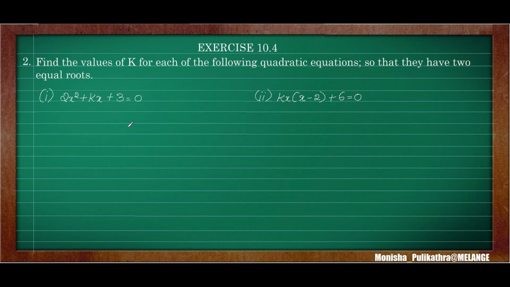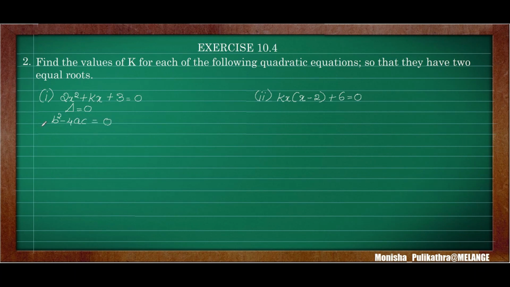Moving on to the second question of exercise 10.4. Here we need to find the value of k, where the nature of roots is already given, that is, they have two equal roots. Two equal roots means delta is equal to 0. So the case for two equal roots is delta equal to 0. Delta means b square minus 4ac is equal to 0.